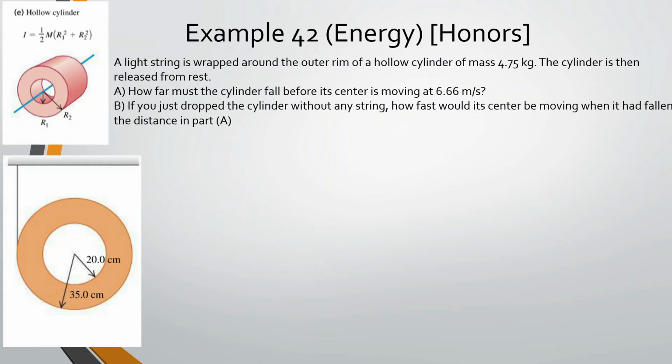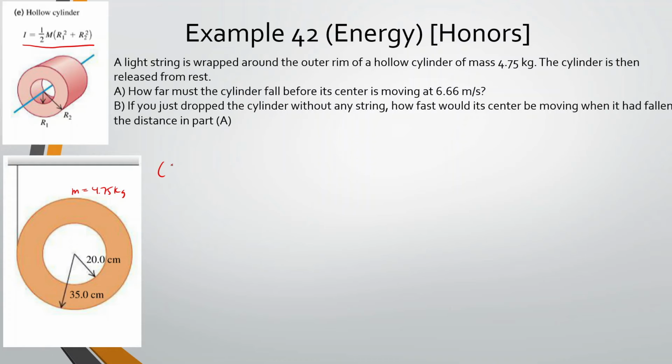All right, let's move on to the next problem. A light string is wrapped around the outer rim of a hollow cylinder of mass 4.75 kilograms. The cylinder is then released from rest. How far must the cylinder fall before its center is moving at 6.66 meters per second? So this is an interesting cylinder. It's a hollow cylinder like this, so this is the inertia for it.